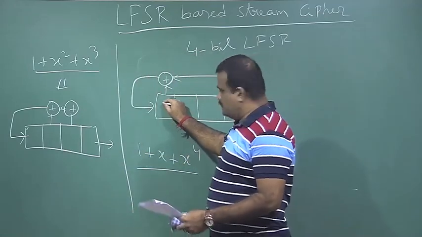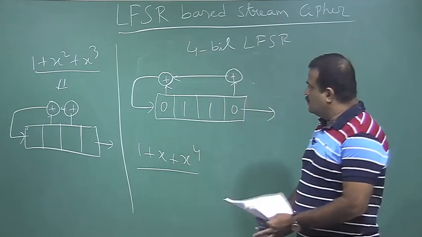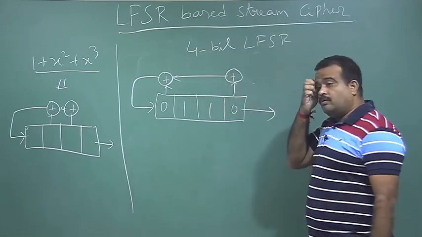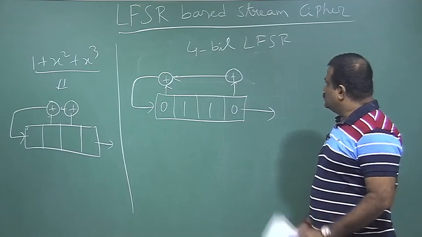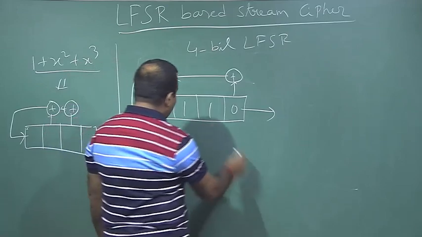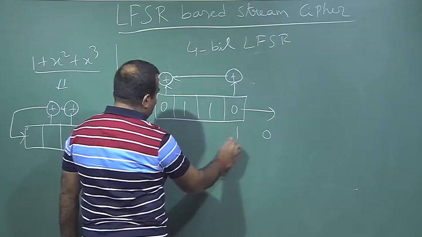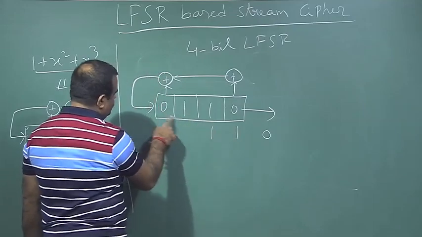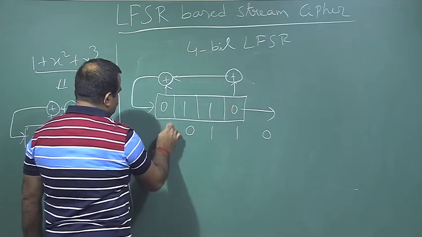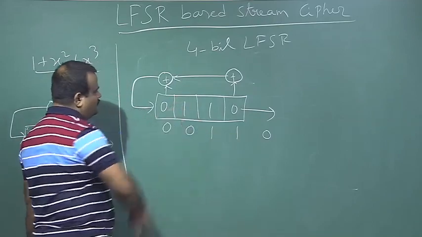Suppose this is a secret key shared between Alice and Bob, and we want to run this LFSR and get the key stream. If you do so, what value will we get? In the first run, this 0 will come here, 1 will come here, this 1 will come here, this 0 will come here, and this bit will be replaced by the XOR of this and this, which is basically 0. So, now this is the current state of this LFSR.